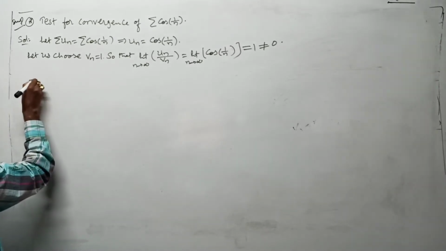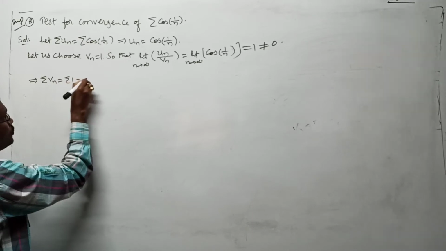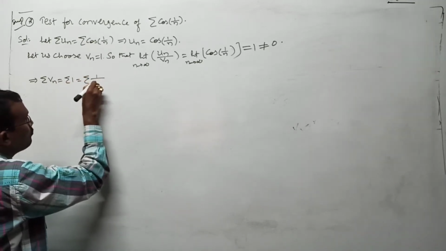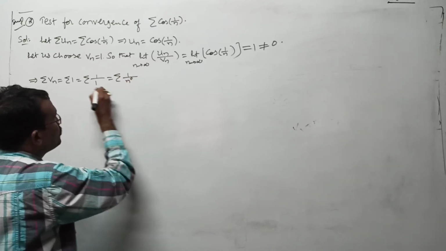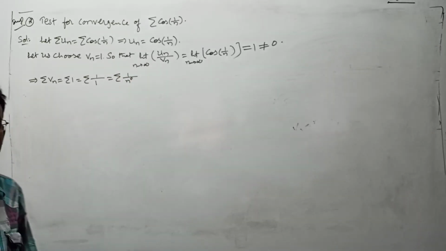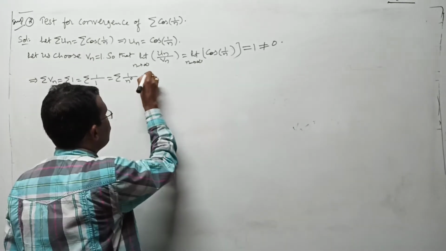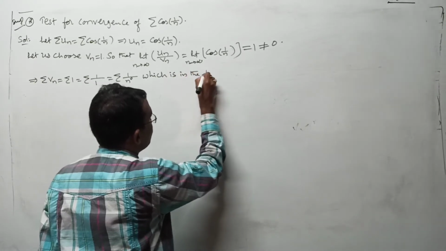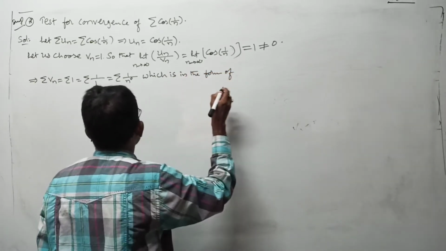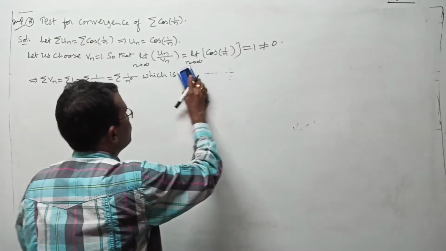Now let us go for sigma Vn. Sigma Vn is equal to sigma 1, which we can write as sigma 1 by 1, which we can write as sigma 1 by n power 0. This one you can write as n power 0 to apply the auxiliary series test, the P test. Now this is in the form of, which is in the form of, directly shall I write the conclusion?